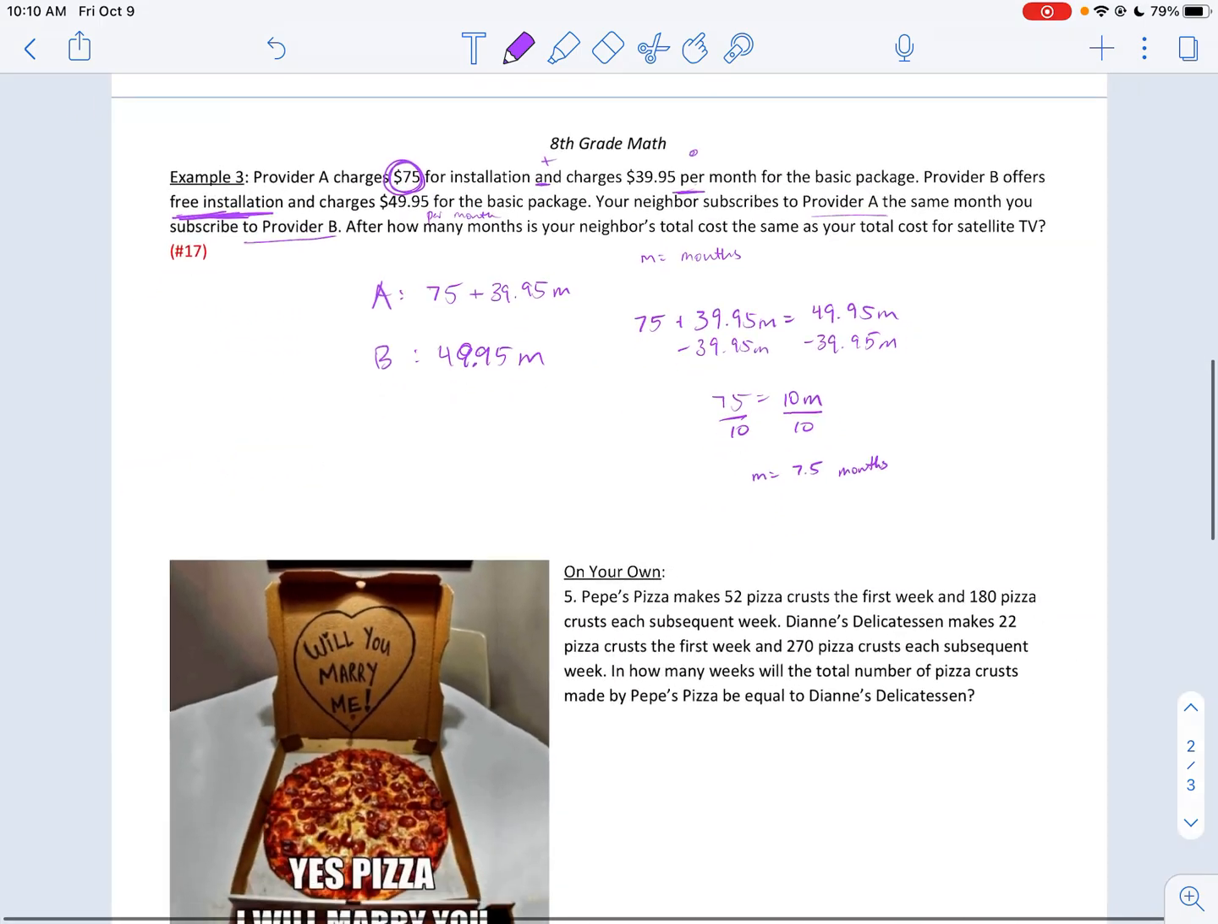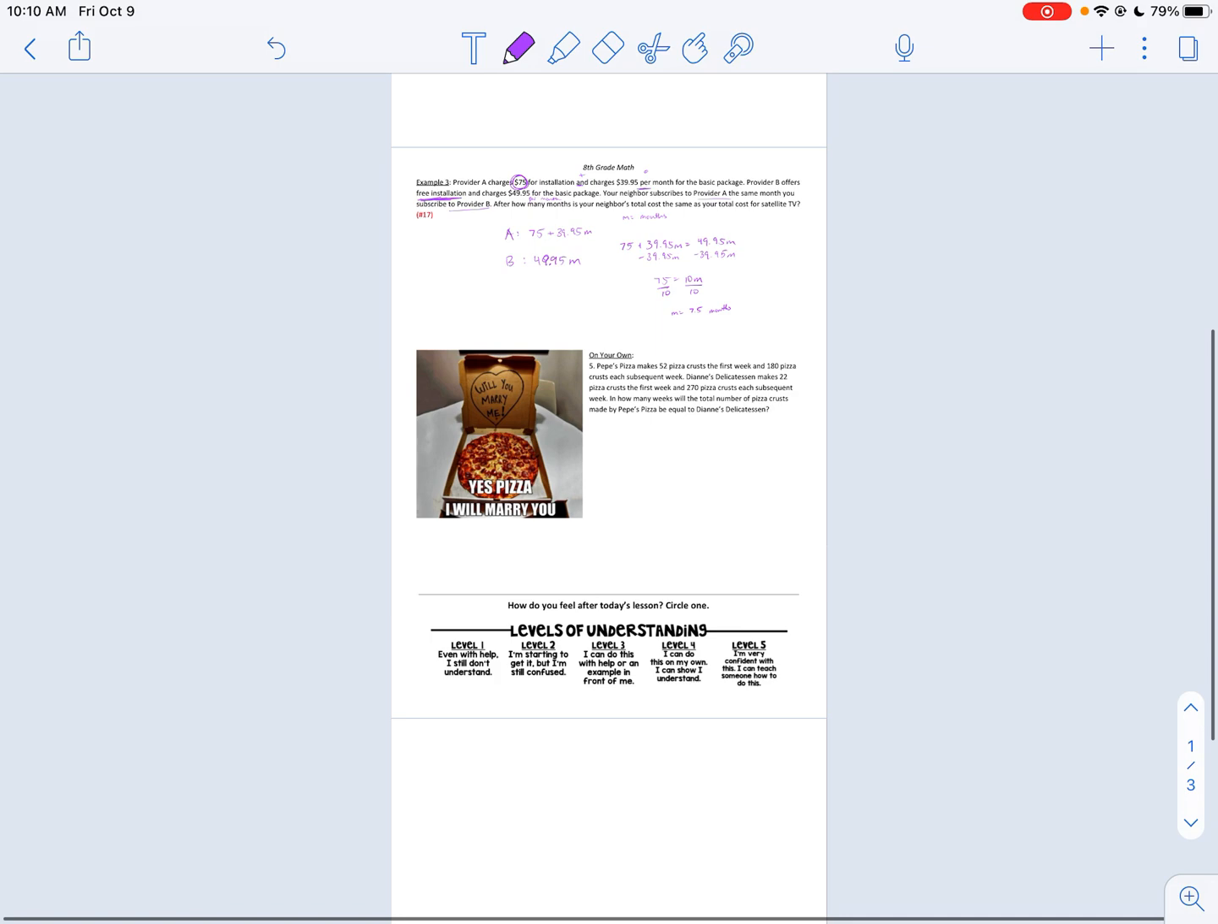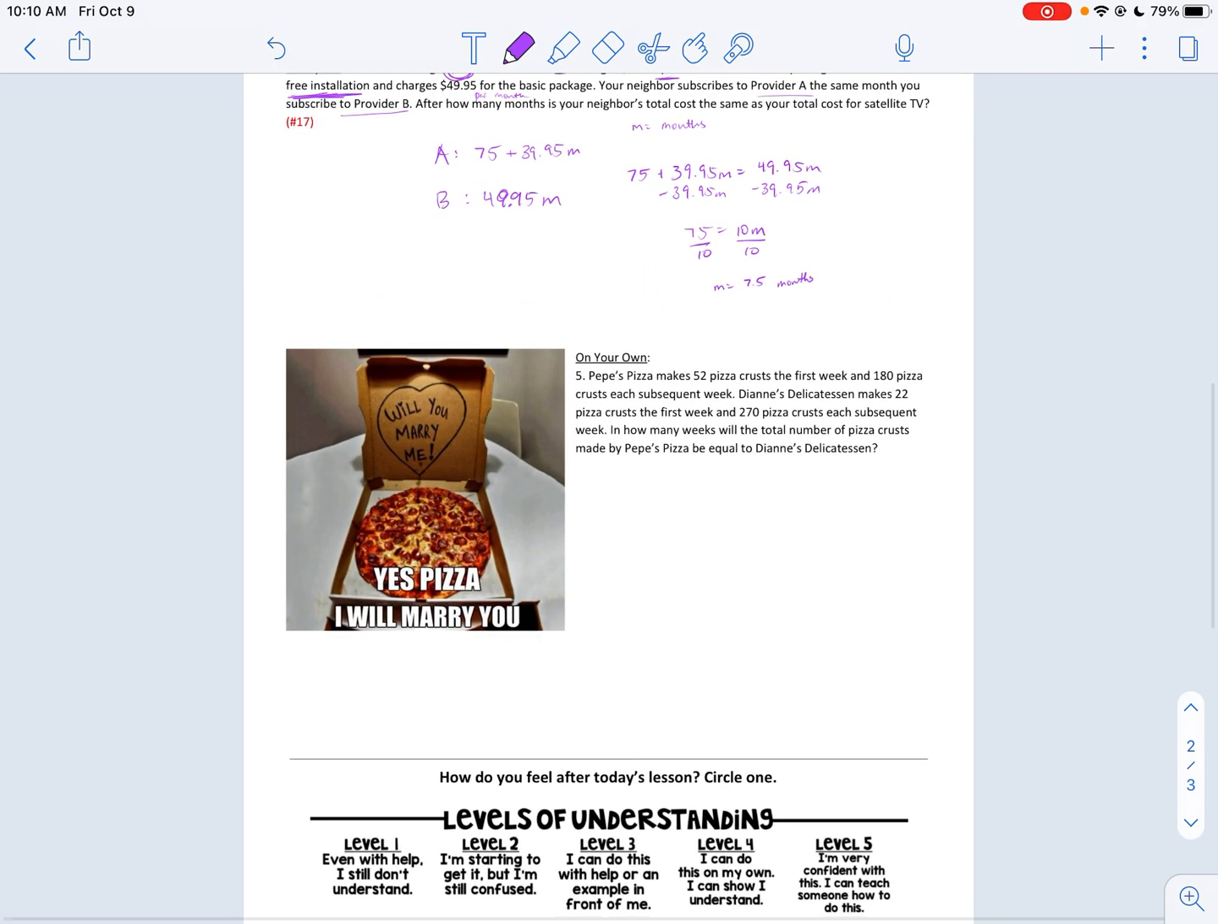Okay, so now why don't you work on your own number 5. After you do your own number 5, you could fill out your level of understanding.